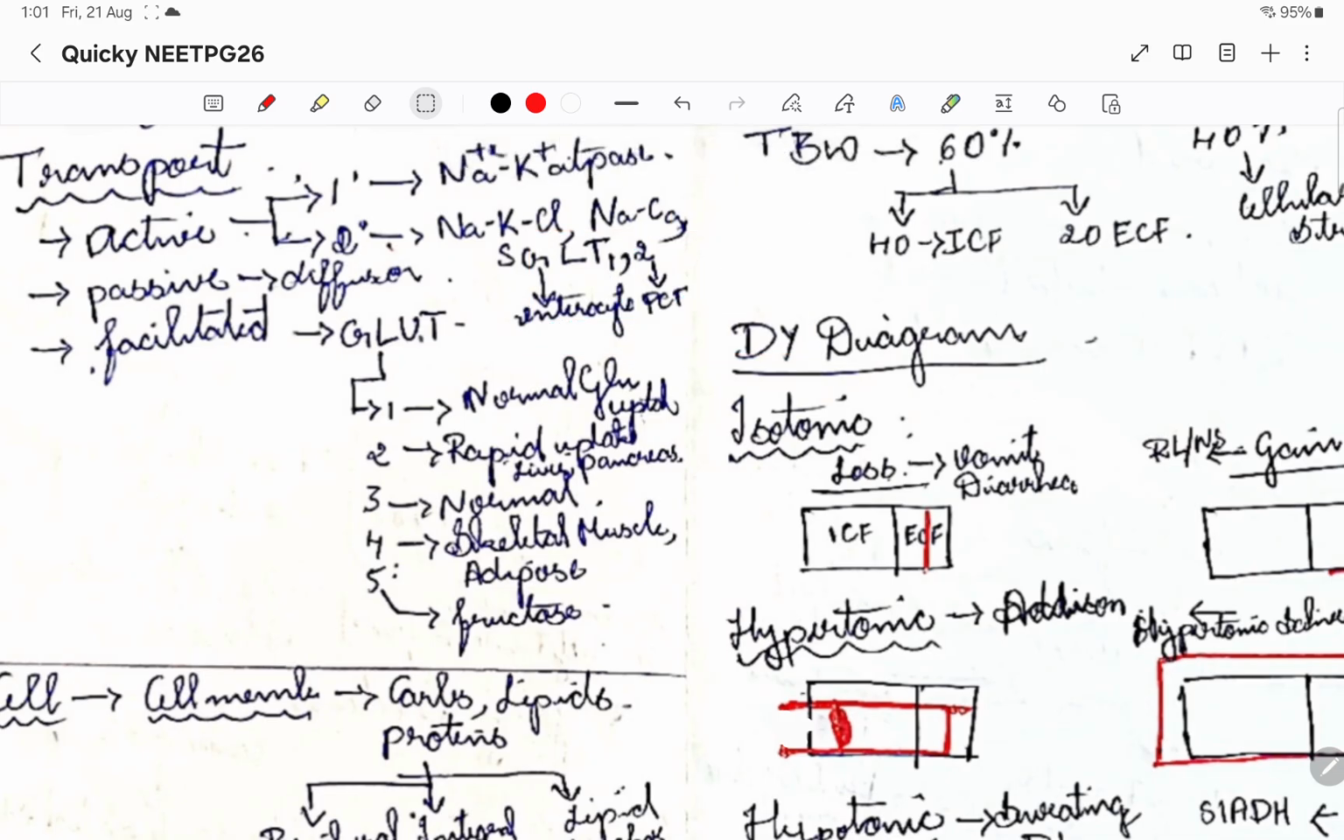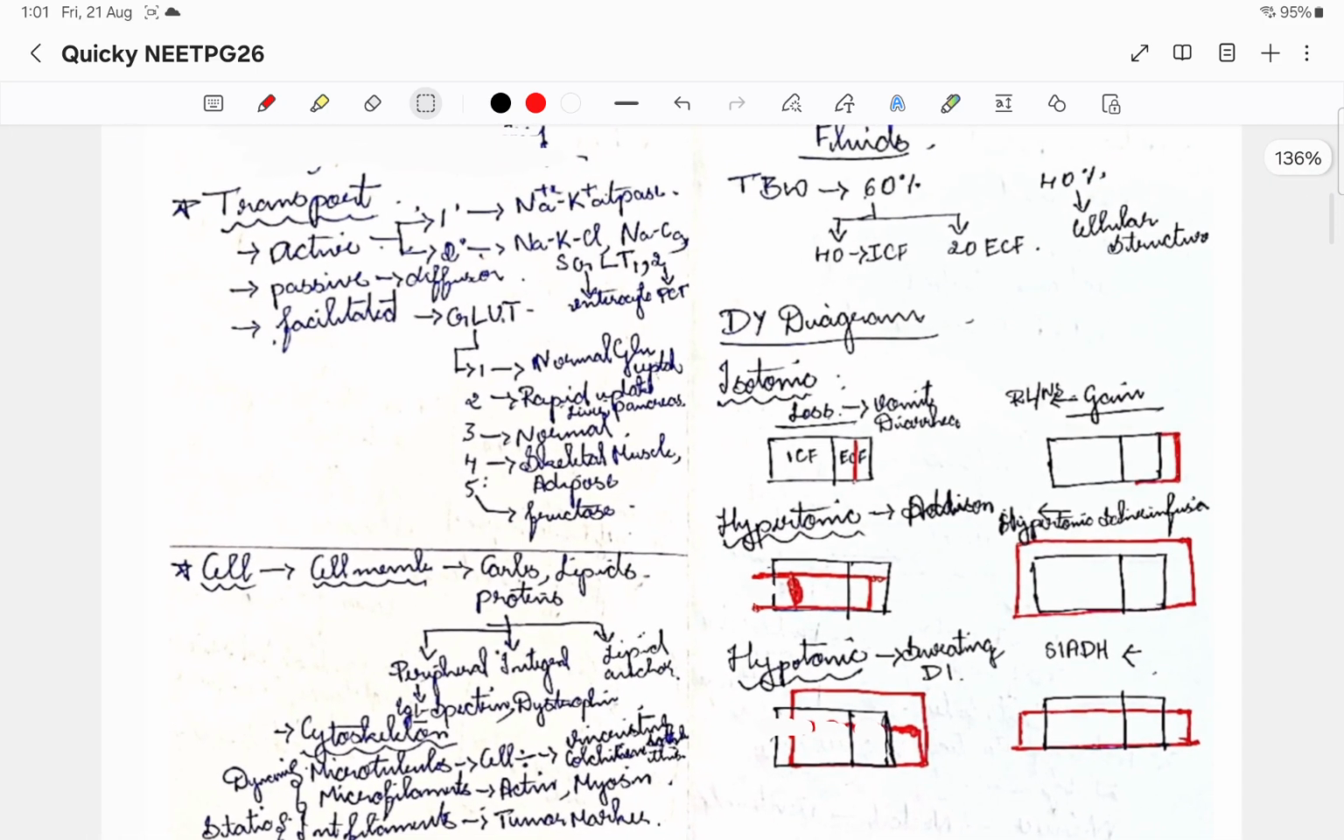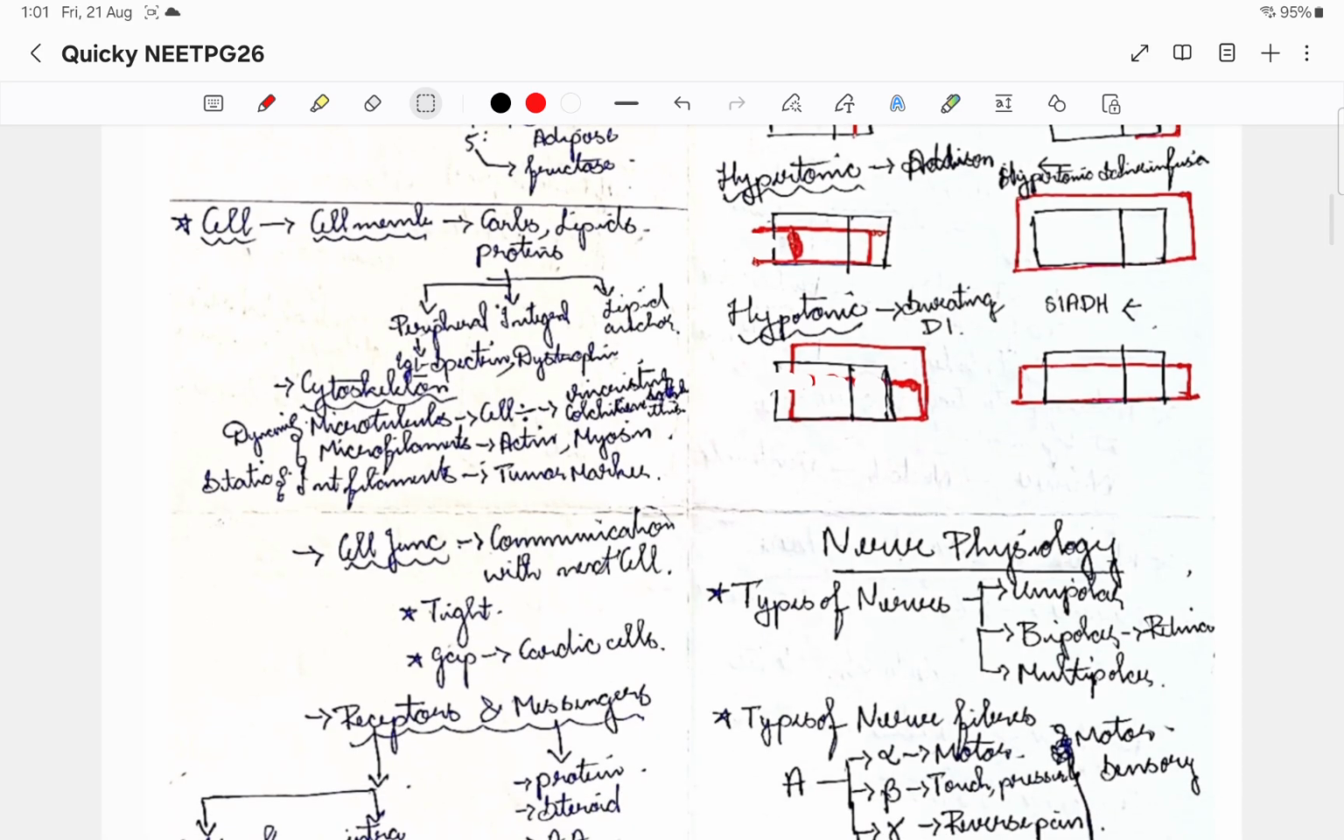So SGLT2 is in the PCT of the kidney, whereas SGLT1 is in the enterocytes. Okay, that's it with respect to transport. Then we'll see some cell physiologies.